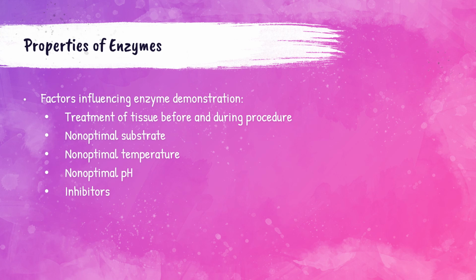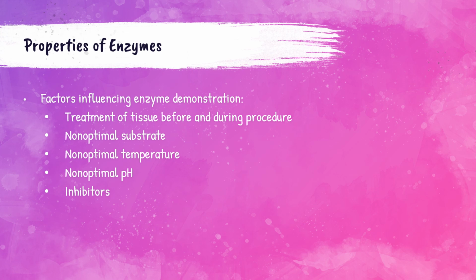Also, sometimes optimal substrate concentration cannot be obtained. This may be caused by poor solubility of the substrate, or the substrate may be hydrolyzed or broken down more slowly than other available substrates. We've discussed before that there's an optimal temperature for enzyme activity. So if the temperature is not optimal, this of course can affect the demonstration of enzymes. Enzyme activity is usually destroyed at temperatures that are greater than 56 degrees Celsius.